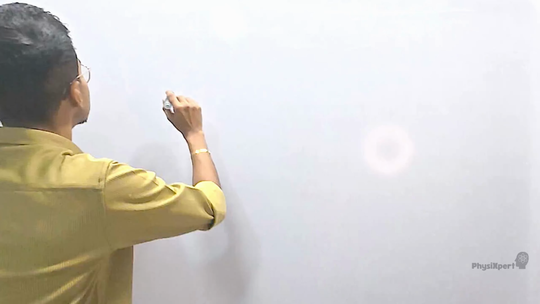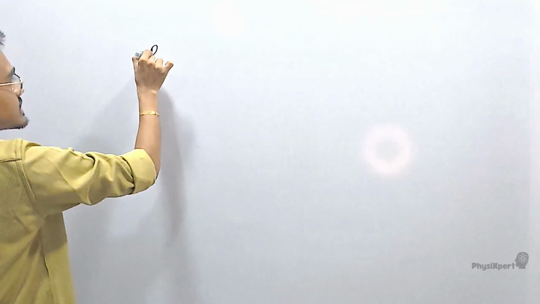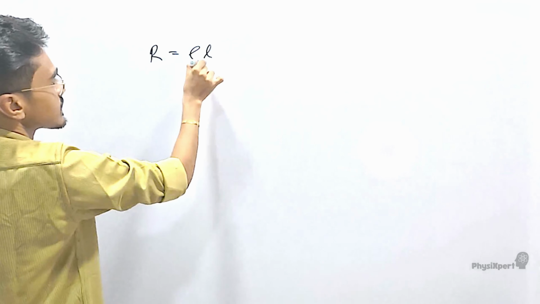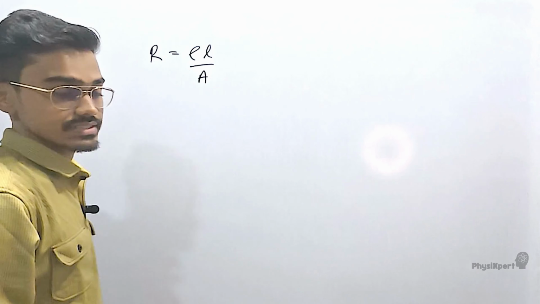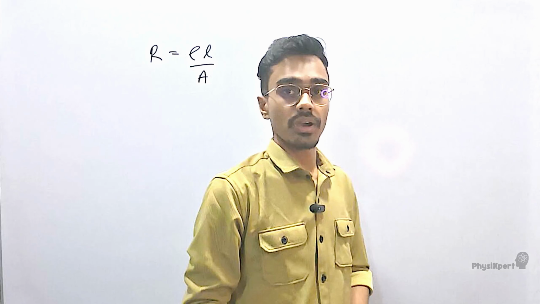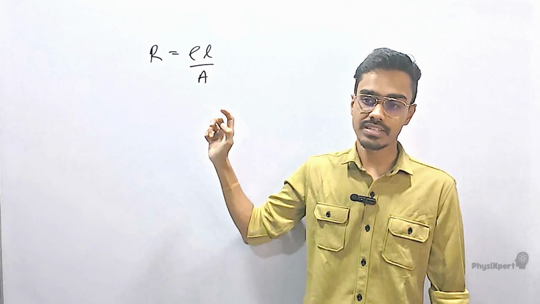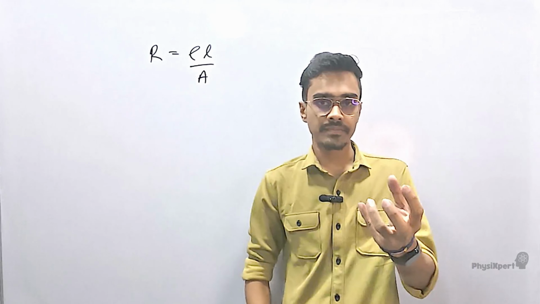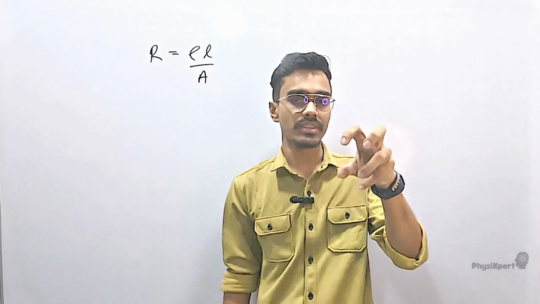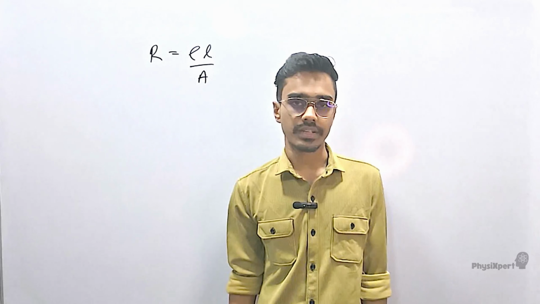Right, what is resistivity? The theory part involved here is this. The basic equation is R equals rho L over A. Resistance is defined as rho L over A. So resistivity is RA over L. Resistivity is a property which is in the material or the substance of the conductor.